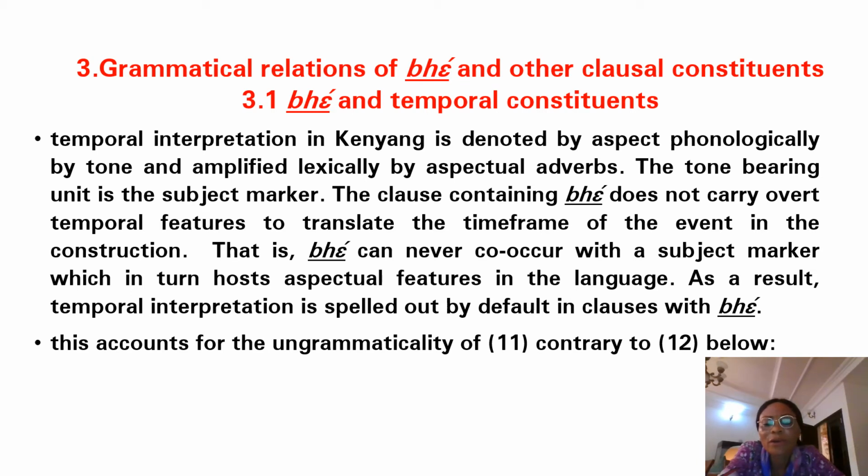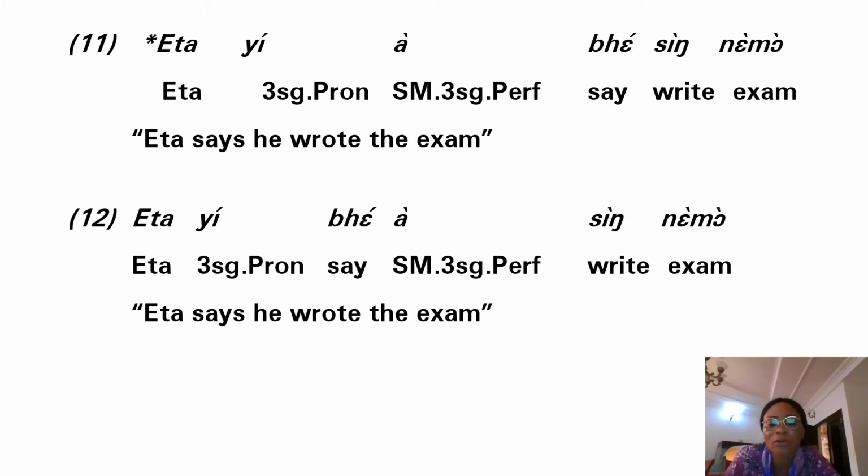The clause containing ver does not carry overt temporal features to translate the time frame of the event in the construction. That is, the expression ver can never co-occur with a subject marker, which in turn hosts aspectual features in the language. In consequence, temporal interpretation is spelled out by default in clauses with the expression ver. This accounts for the ungrammaticality of 11, contrary to sentence 12 below.